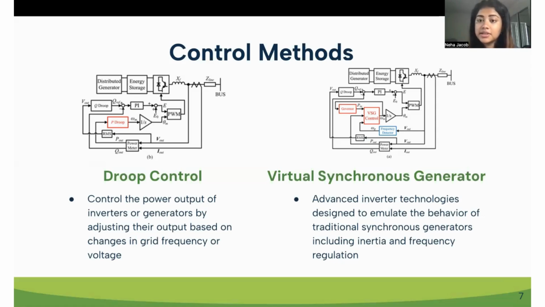Whereas for a virtual synchronous generator, it's a bit more advanced. It has better technologies designed to simulate the behavior of your traditional synchronous generator and achieve this by creating a virtual inertia and frequency regulation.